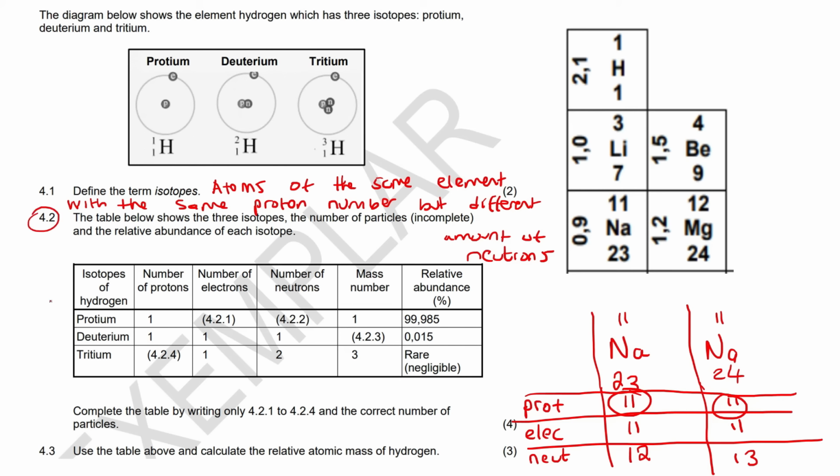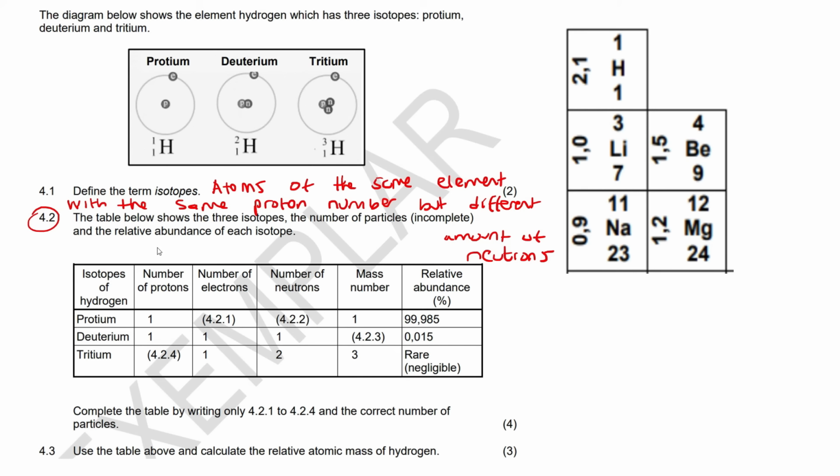Now this one says, the table below shows 3 isotopes, the number of particles, which is incomplete, and the relative abundance of each isotope. This question says, complete the table by writing only 4.2.1 and the correct number of particles. Okay, so let's have a look. If we look at this first one, we're looking at protium first, because here we have protium, deuterium, tritium.